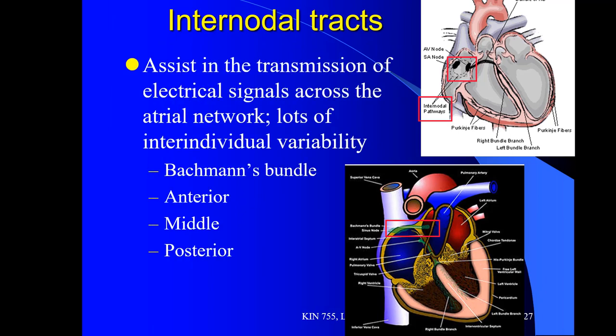All right, and then those internodal tracts that I was talking about. So one of the big ones is something called Bachmann's bundle. So you can see there's kind of this connection between the two atria. So Bachmann's bundle, and then you also have just different pathways through the heart that are kind of hardwired, and so they're not necessarily part of the conduction system. They're just separate, like kind of tracks that electricity can flow through to get a better flow of electricity through the heart.